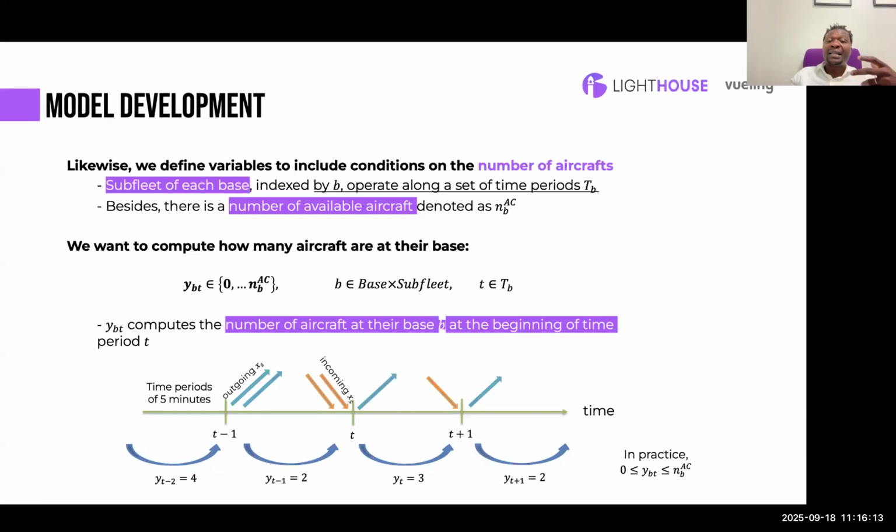Okay. And another thing that we need is to calculate how many aircraft we have in the base airport. Because knowing that, we can design the model to make sure that we cannot have more outgoing flights than the flights that we have at the base airport. And also, this will help us for the balance equation.